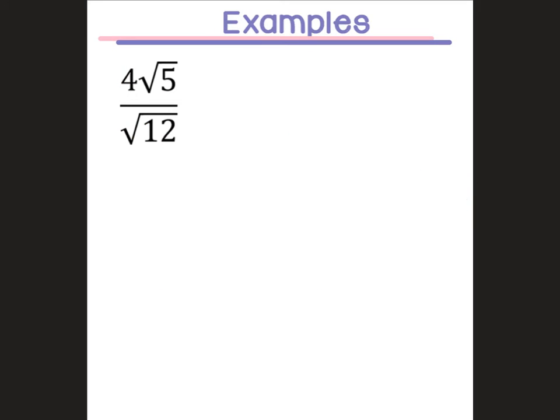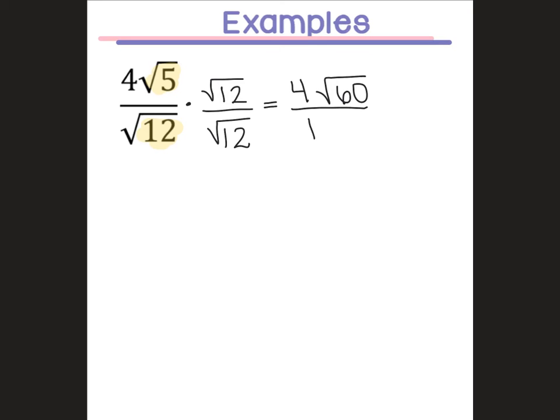For my last example, again, I would want to check if I can simplify my radicands, and this time I can't. So right away, I'm just going to start by rationalizing the denominator. To do that, I multiply by the denominator over itself. 4, and then I have square root of 5 times square root of 12, which is square root of 60. Square root of 12 times square root of 12 is square root of 144, which is really just 12.